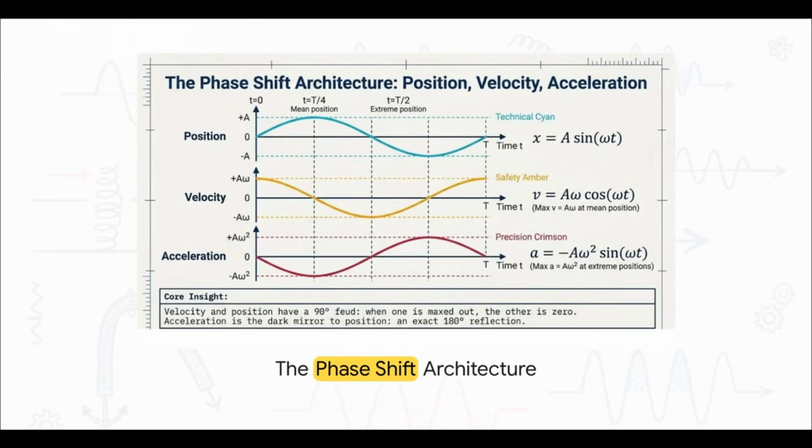Now, if you chart position, velocity, and acceleration against time side by side, it exposes this brilliantly engineered strict 90-degree feud. When the position hits its absolute maximum amplitude, meaning the object is stretched as far as it can go, velocity is zero. It literally has to stop to turn around. Meanwhile, acceleration acts as this exact 180-degree dark mirror to position. When position is maxed out positive, acceleration is at its maximum negative, pulling incredibly hard back toward the center.